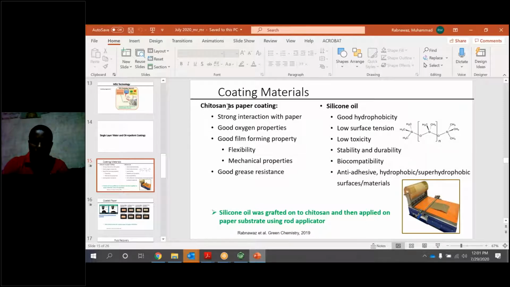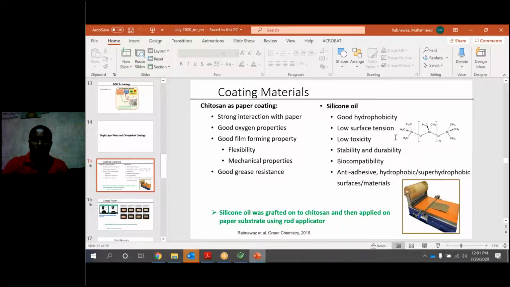Why we choose chitosan? Because chitosan has a strong interaction with the paper, so it will anchor silicone oil very, very firmly with the paper. That was the basic idea about this whole thing. Also, chitosan has a very strong grease resistance, right?